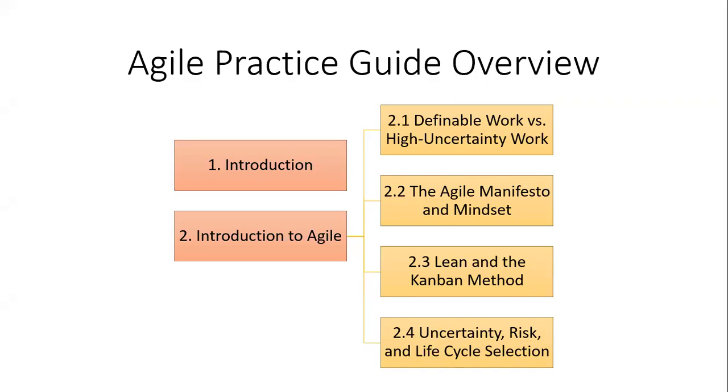Chapter 1 is all about the introduction. Chapter 2 is about an introduction to Agile. We'll take a look at definable work versus high uncertainty work, the Agile Manifesto and mindset, lean and the Kanban method, and uncertainty, risk, and life cycle selection.